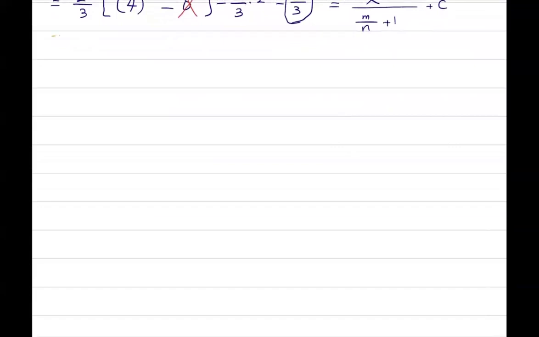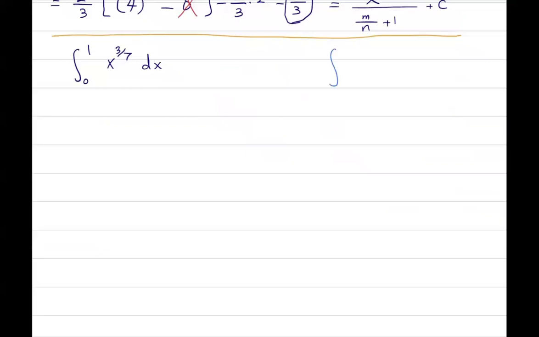Our next question is another root, which is the definite integral 0 to 1 of x to power 3 over 7 dx. So remember that when you have the integral of x to power m over n in general, the exponent is not very important. It can be fraction, but you're just doing algebra.